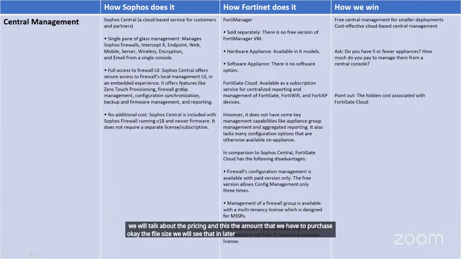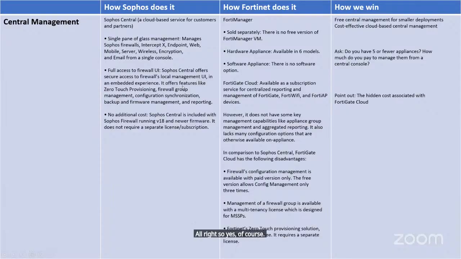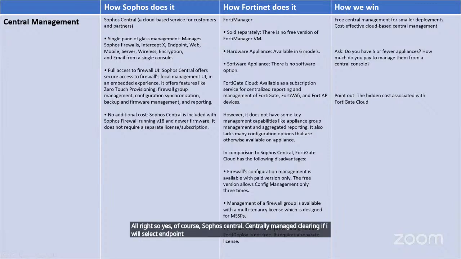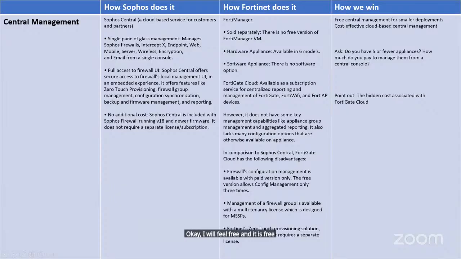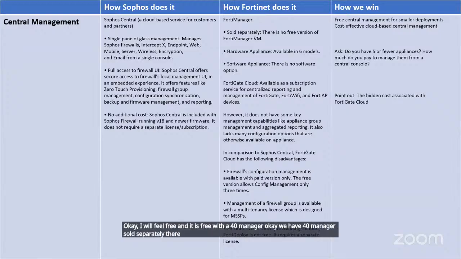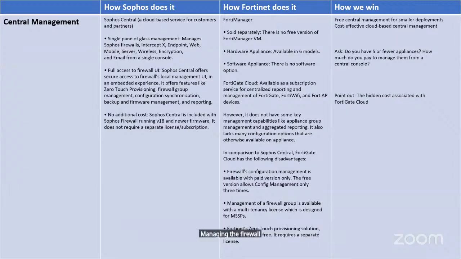Alright, so of course, what do we have in Sophos Firewall? In Sophos Central we can centrally manage everything, from firewalls to endpoints, wireless APs, everything. And it is free. With FortiManager, okay, we have FortiManager sold separately, there is no free version of FortiManager. On the VM, hardware appliances are available, there are 6 hardware appliances, software appliances, there is no software appliance option for managing the firewall. FortiGate Cloud is available as a subscription-based service for centralized reporting and management.